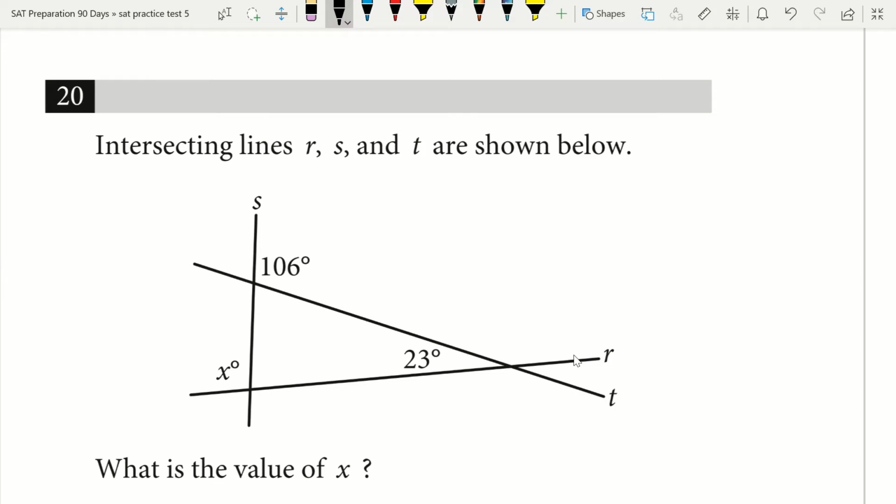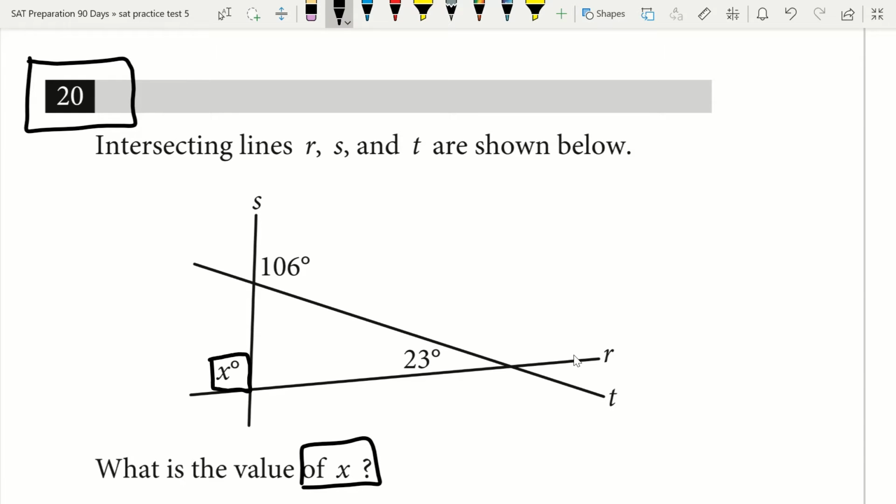So today I have an SAT math tip for you that deals with being as efficient as possible when solving for questions dealing with angles. So if we take a look at question 20 from SAT practice test 5, this is going to illustrate my point and my tip and what I'm talking about. So we're asked for what the value is of x, right? So obviously we need to solve for angle x.